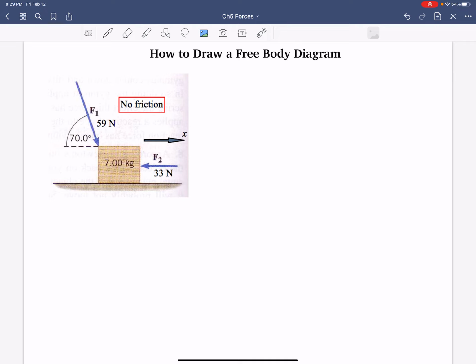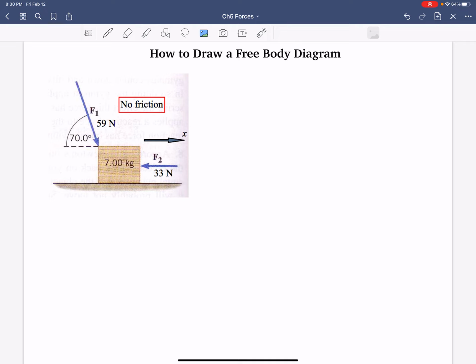So, what I have here is a fairly simplistic example problem. Some box on a horizontal surface. There are two forces on it, as shown, F1 and F2, and there is no friction. Chapter 5, we're not dealing with friction yet. That's for Chapter 6. We'll apply the exact same concepts, but we'll just include another force of friction. But again, that's later. For right now, how do we draw a free body diagram?